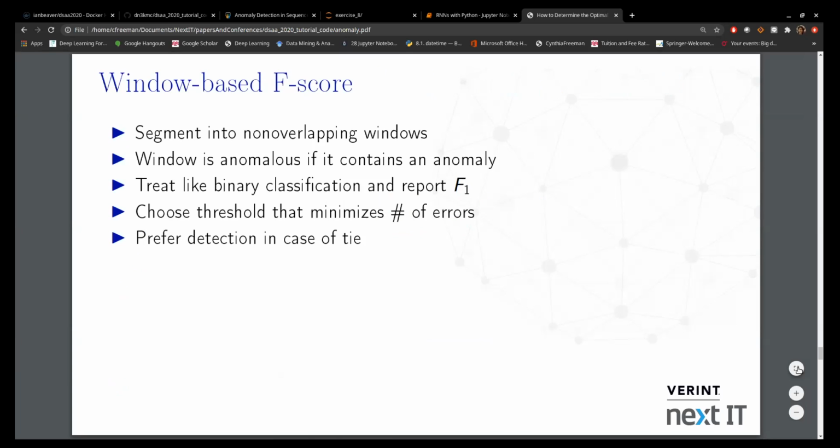A simpler approach was also considered, where the time series was divided into non-overlapping windows and evaluation was carried out as if this was a binary classification problem. A window is considered anomalous if it contains a ground truth anomaly. To optimize for the windowed F-score, we minimize the total number of errors, where false positives are assigned a smaller weight to prefer detection in the case of a tie. Optimization uses a grid search over detection thresholds and false positive weights. And experiments showed that results were not overly sensitive to the exact weight.